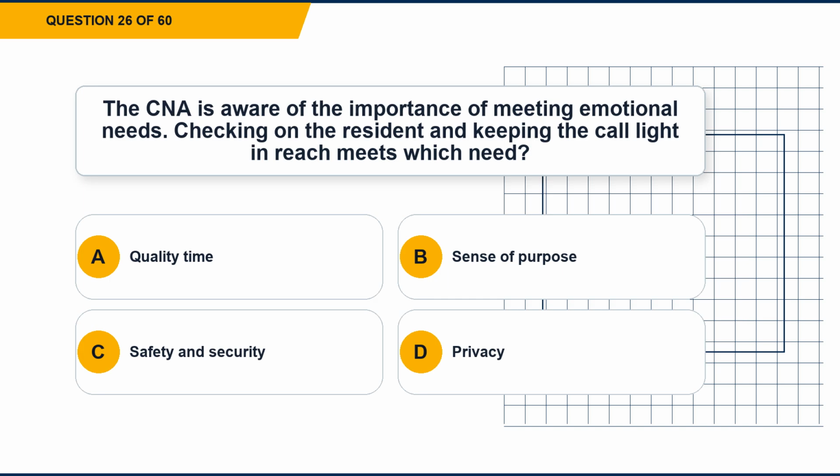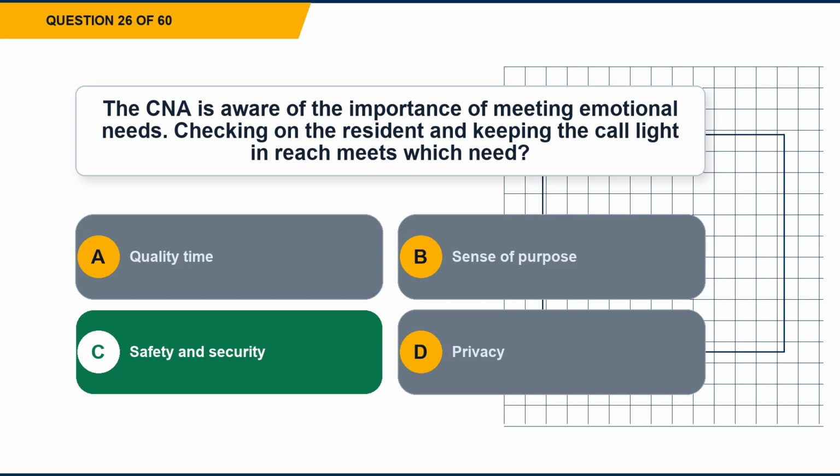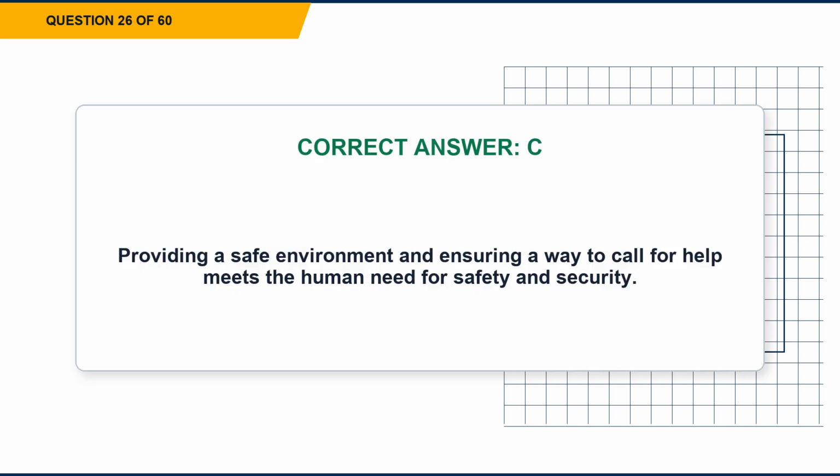Question 26. The CNA is aware of the importance of meeting emotional needs. Checking on the resident and keeping the call light within reach meets which need? Option A. Quality time. Option B. Sense of purpose. Option C. Safety and security. Option D. Privacy. The correct answer is option C. Safety and security. Explanation. Providing a safe environment and ensuring a way to call for help meets the human need for safety and security.